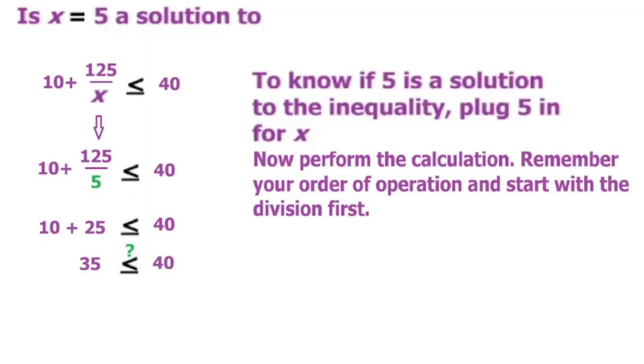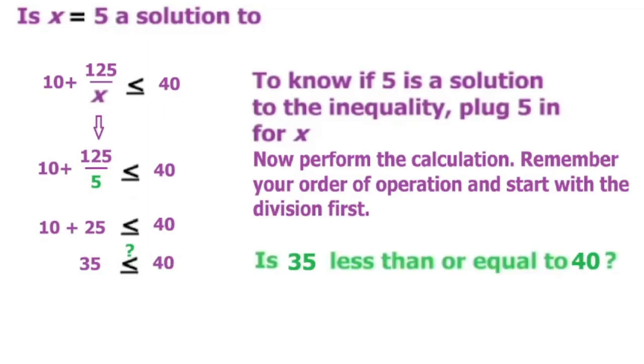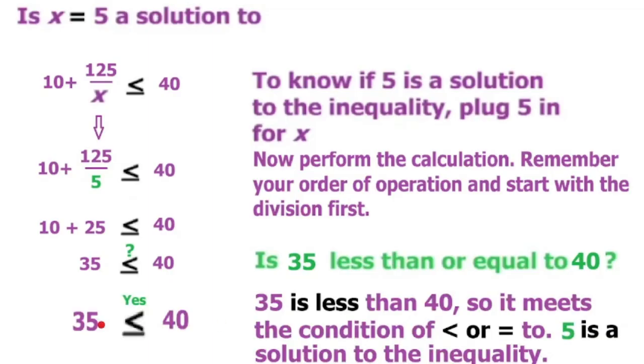And it is. Is 35 less than or equal to 40? Yes, 35 is less than or equal to 40. So it meets the condition of less than or equal to. 5 is a solution to the inequality. And that's all there is to that lesson.